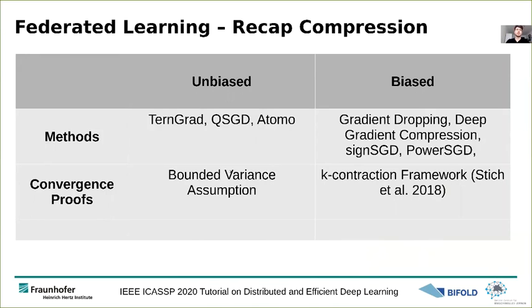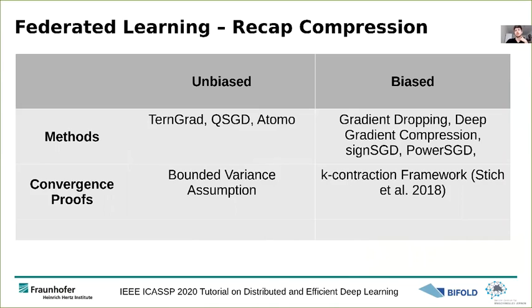So if you do a little comparison of unbiased and biased methods. Unbiased methods, we have TernGrad, QSGD, Atomo. You will find the references to all of these on the website that we've put up for this tutorial.